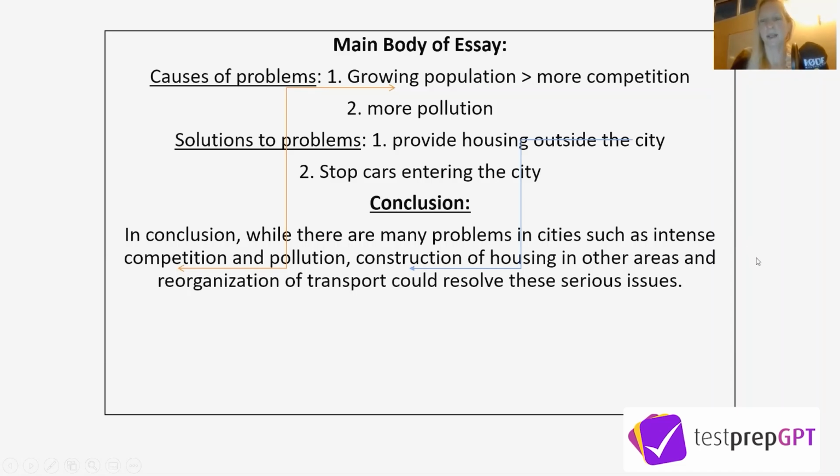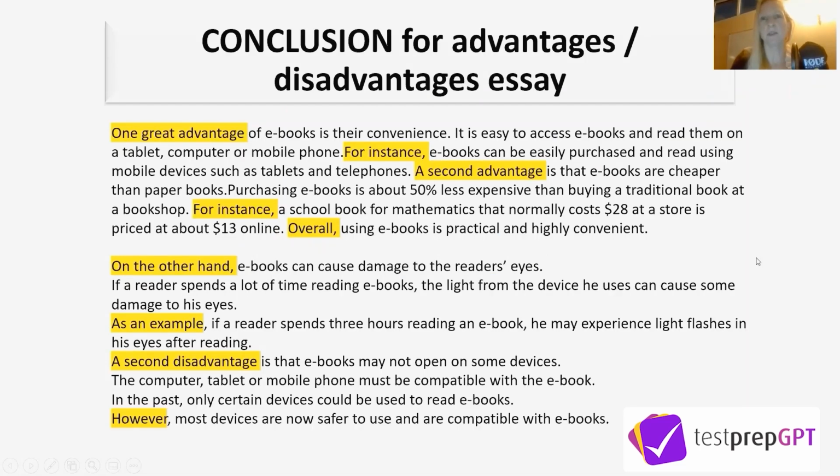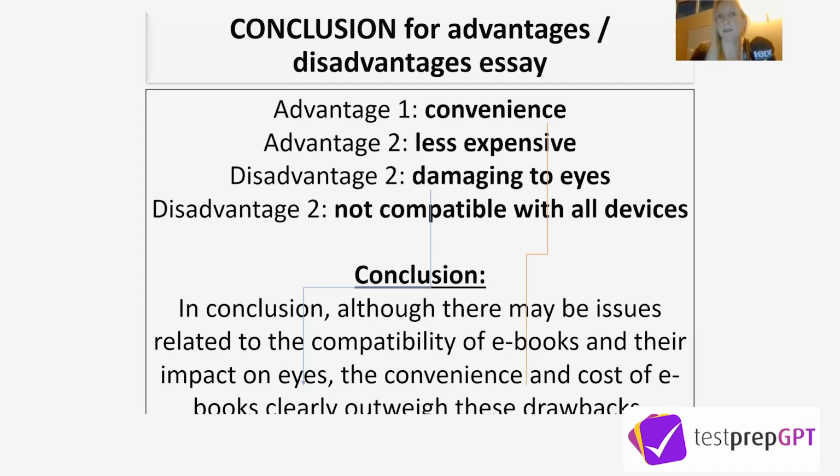Okay, so let's take a look at another example. We're looking now for a conclusion for an advantages, disadvantages essay. The topic is ebooks. So in an earlier video, we looked at the advantages and the disadvantages of ebooks. Some of the advantages are the convenience of ebooks and the cheap price, and we looked at the disadvantages, which were damage to the eyes and the fact that ebooks are not always easy to open on every device.